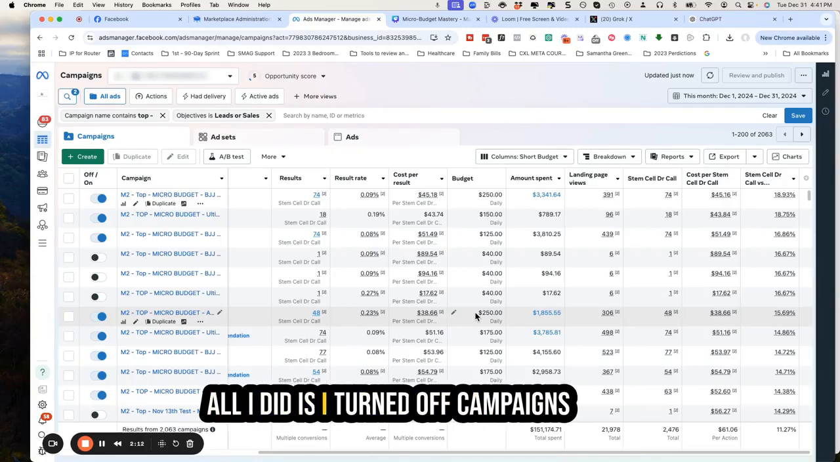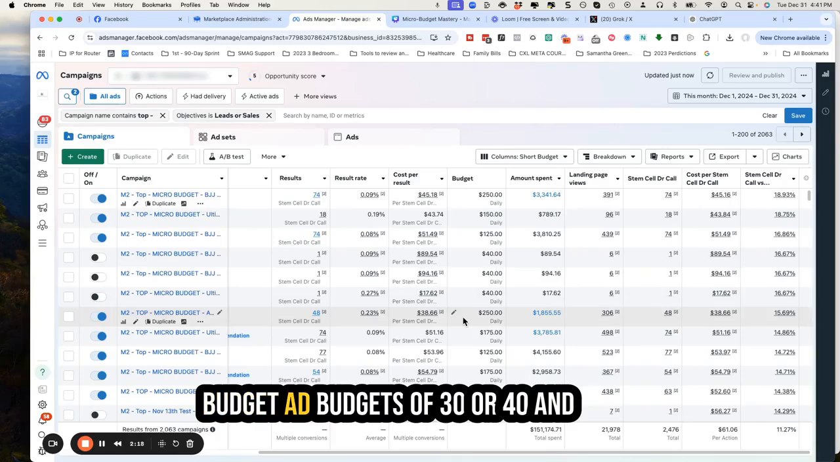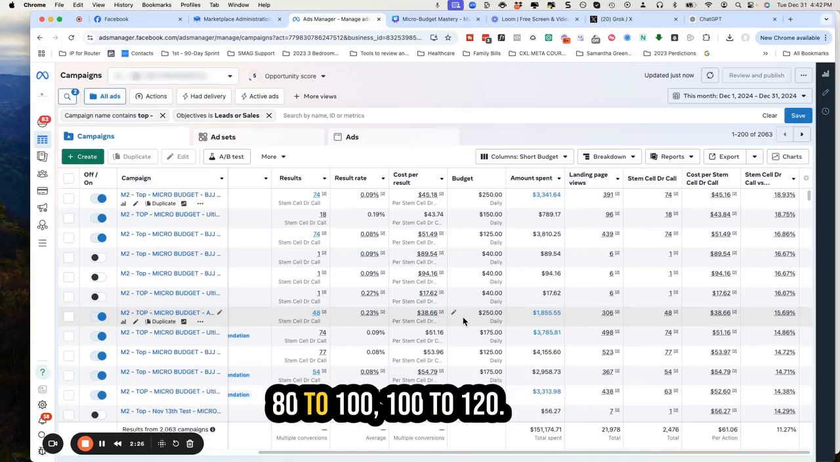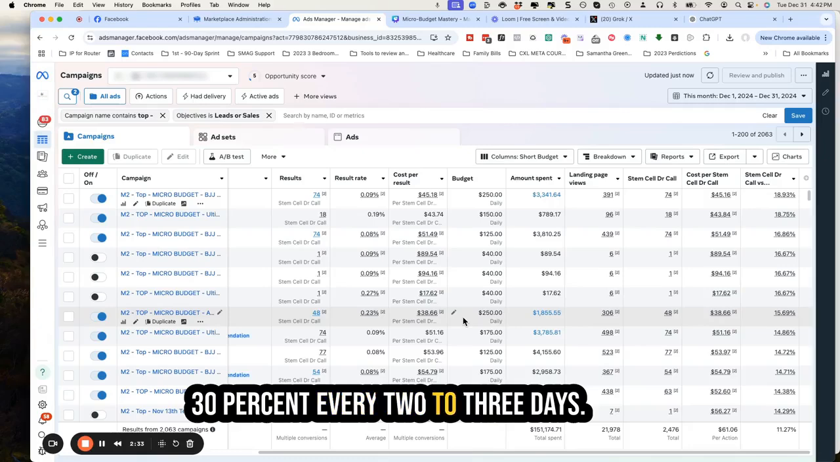All I did is turn off campaigns that we see right here, but I started taking these micro ad budgets of $30 or $40 and moving them to $60, waiting 3 or 4 days and moving the $60 to $80, $80 to $100, $100 to $120. So I would increase ad spend by 20 to 30% every 2 to 3 days.